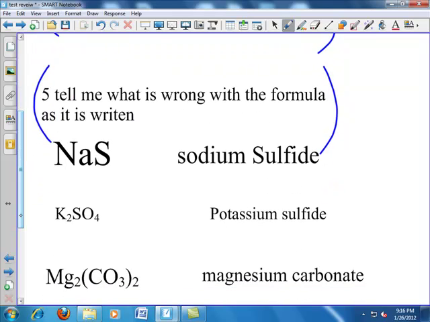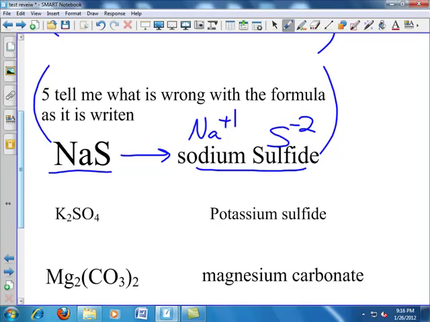As an example, I have NaS written, and I called it sodium sulfide. What's wrong? Is the formula wrong, or is the name wrong? How should I change it? What you should be able to pick out is that sulfide is a -2, sodium is a +1. This formula needs a 2.